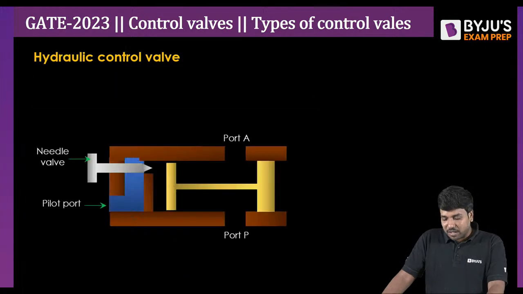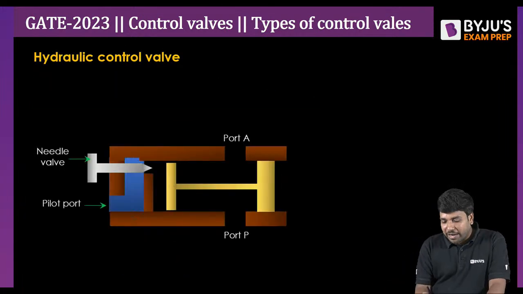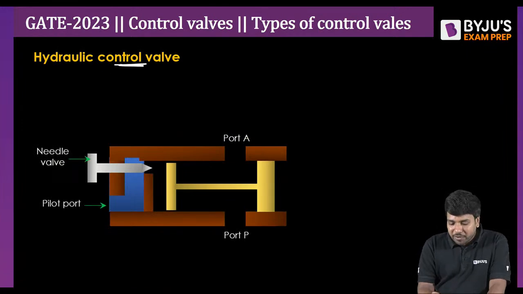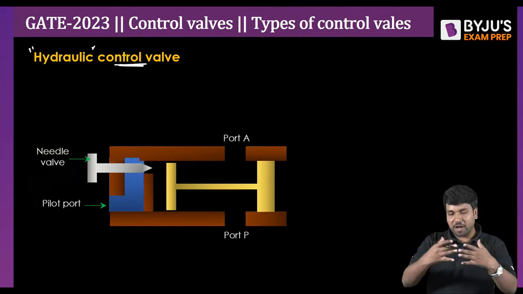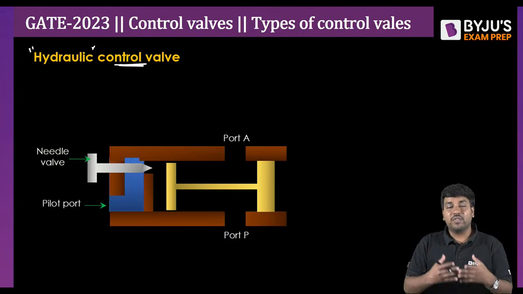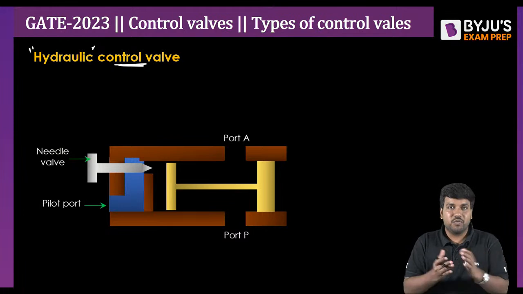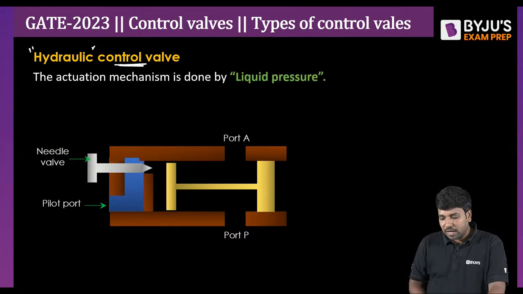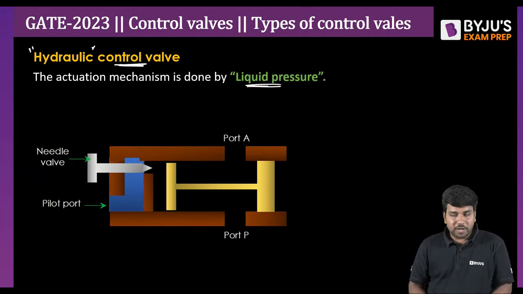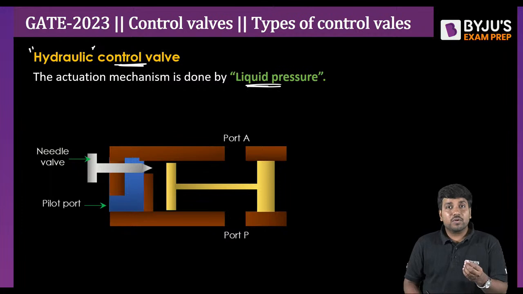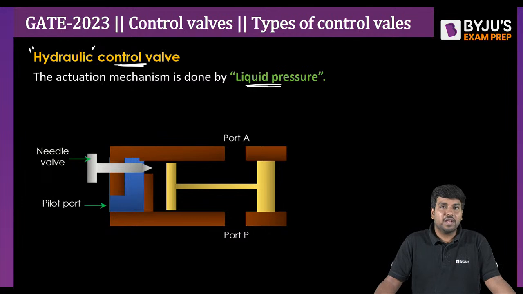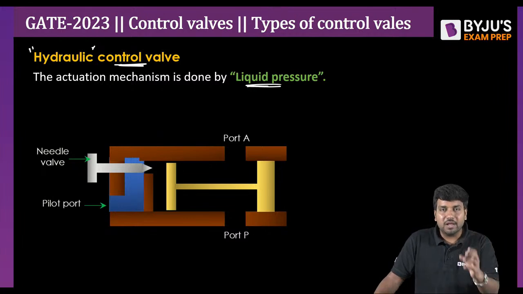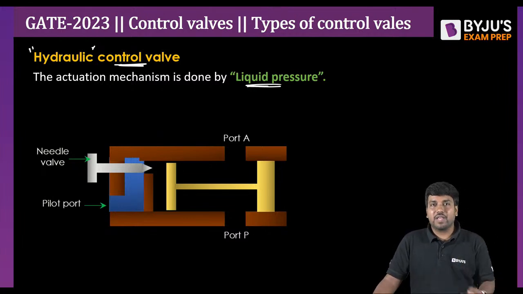Right. Now moving ahead to the next one, that is the hydraulic control valve. As the name suggests, in a hydraulic control valve the overall operation of the control valve is done with the help of fluid pressure, liquid pressure. That is why we say the actuation is done by liquid pressure. We use a liquid, especially water, or we can even use oil. In industries like ONGC, or any oil industry, they use oil as the fluid for these actuation methods.